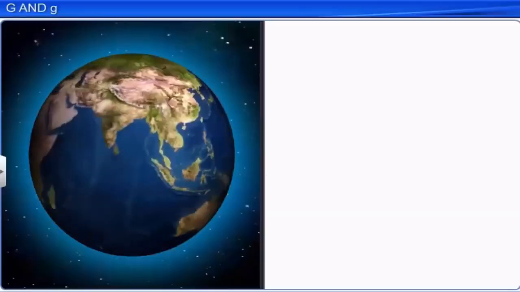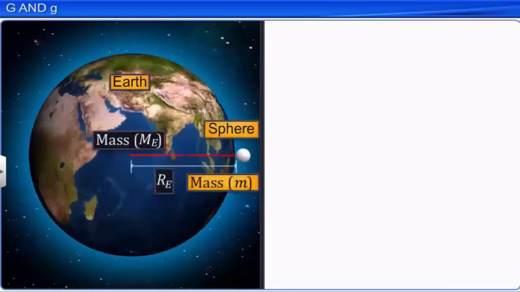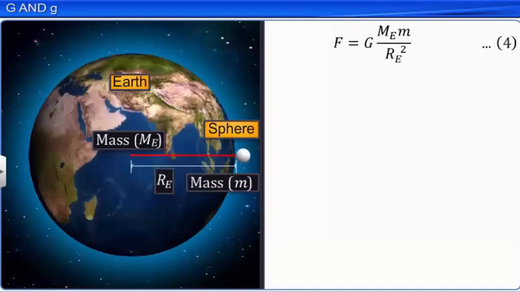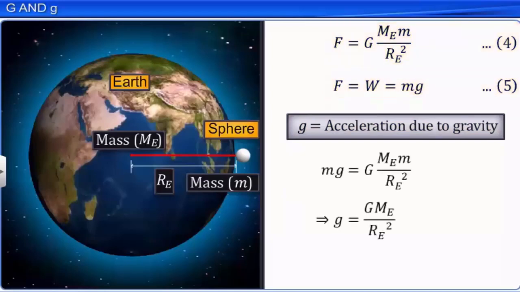Assume the gravitational force of attraction between Earth and a small sphere of mass m on its surface is denoted by equation 4. It is the same force that is referred to as the weight of the body, W, given by mg, where g is the acceleration due to gravity on the surface of the Earth. Equating equations 4 and 5, we get the expression for acceleration due to gravity in terms of G, the radius of the Earth, and its mass.